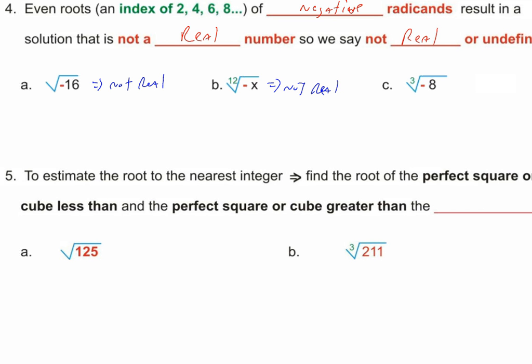How about C? C is not a problem. What's the answer to C? Negative 2. Because guess what? Negative 2 times negative 2 is a positive 4 times a negative 2 is a negative 8. Again, if you can't see it, what happens if you multiply negative 2 times itself 3 times? You do get the radicand of negative 8.